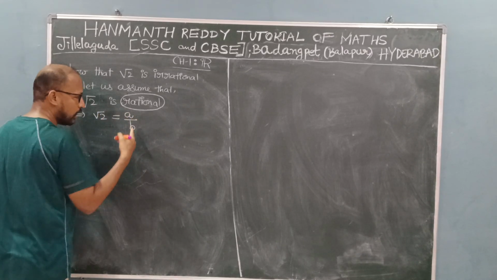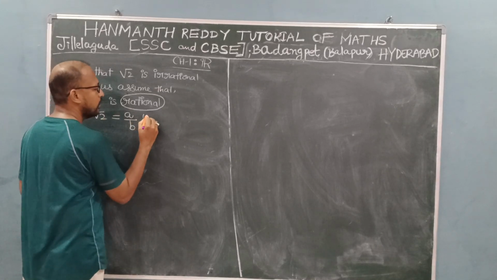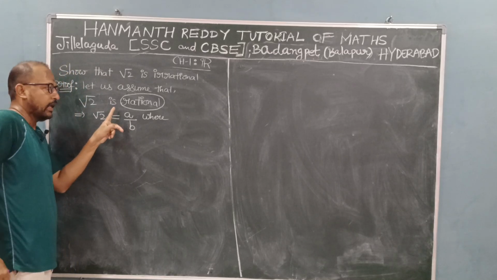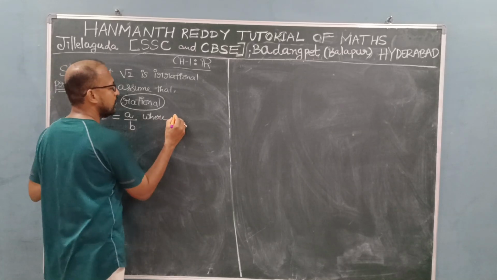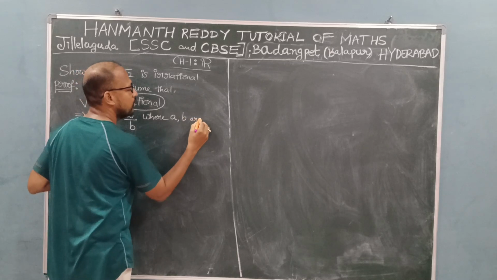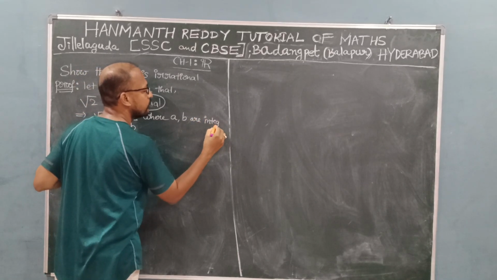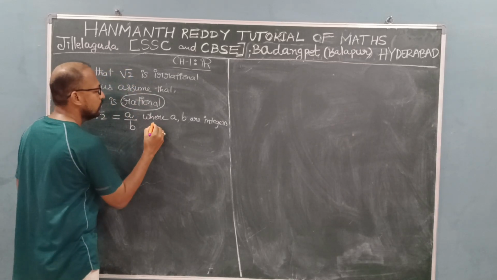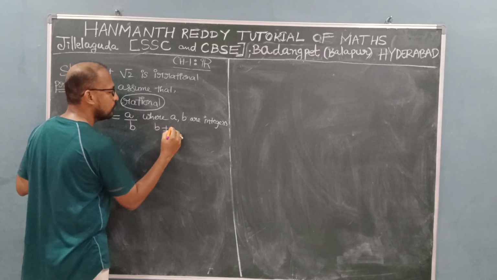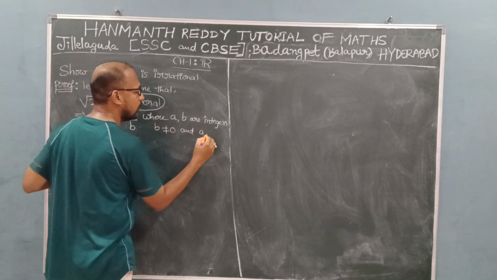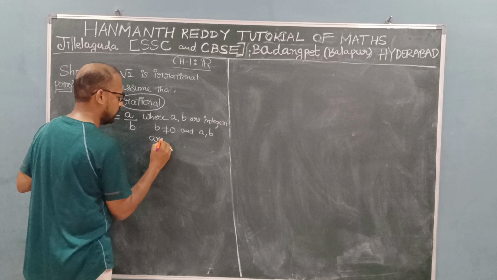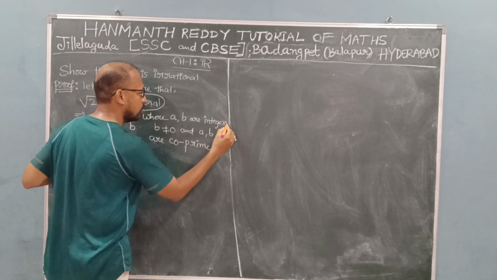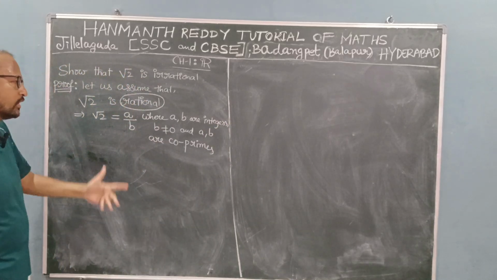I told the condition for these two in the first introduction class: a and b are integers, b is not equal to 0, and a, b are co-primes. This is a very, very important condition for this.